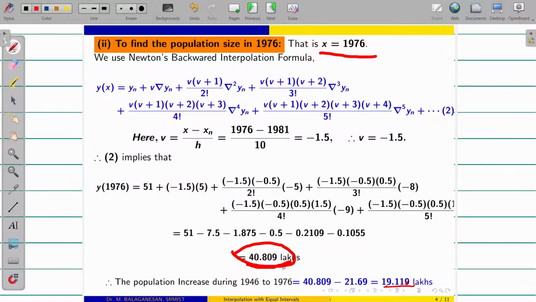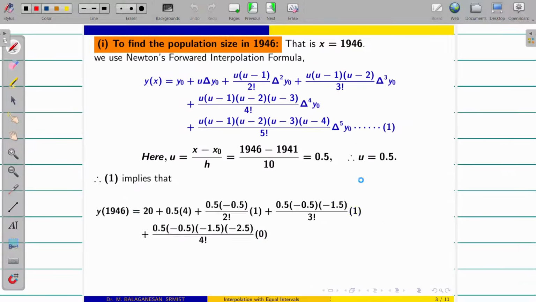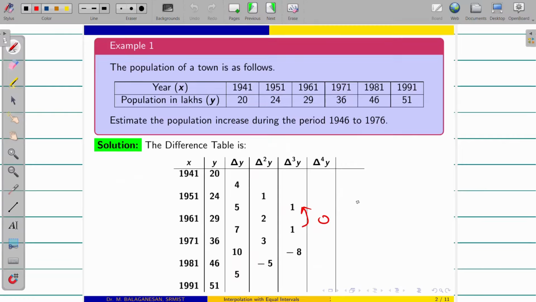1976, 40.8. Come to the table. 1946. 1976. The answer is 40.8.